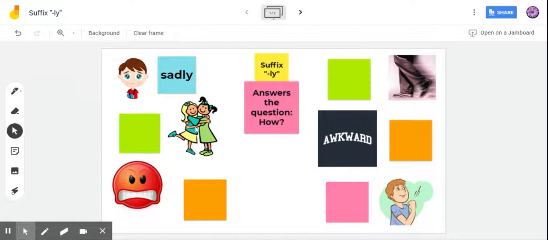For my next example, you can tell that these two girls are friends, right? But you could also say that when they're with each other, they act very friendly toward each other. So, how do they act toward each other? Friendly.